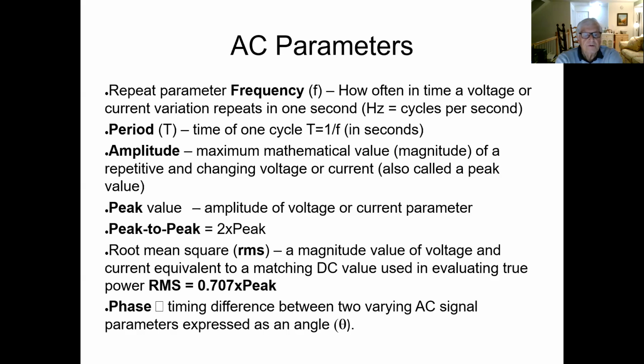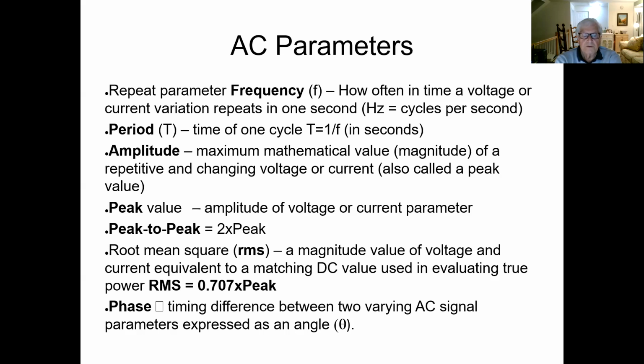And then there's the parameter that's more important to us, called the root mean square, or RMS value. We use the RMS values as the magnitude of voltage and current, which is equivalent to matching a DC value used in evaluating the true power.